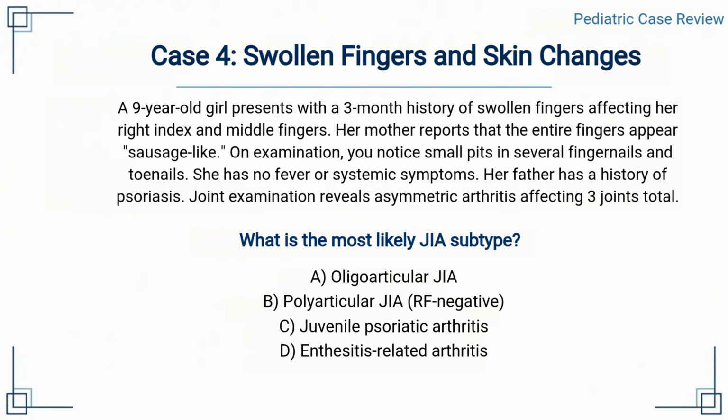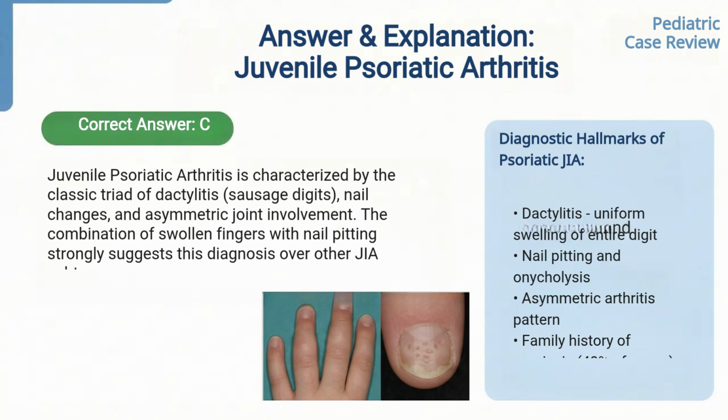Option A, oligoarticular juvenile idiopathic arthritis. Option B, polyarticular juvenile idiopathic arthritis, rheumatoid factor negative. Option C, juvenile psoriatic arthritis. Option D, enthesitis-related arthritis. The correct answer is option C, juvenile psoriatic arthritis.